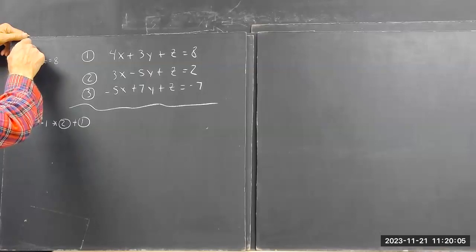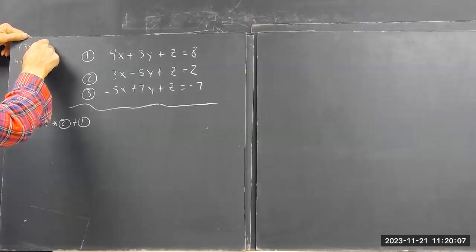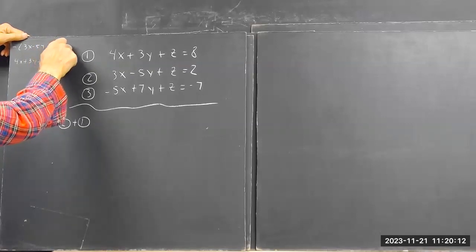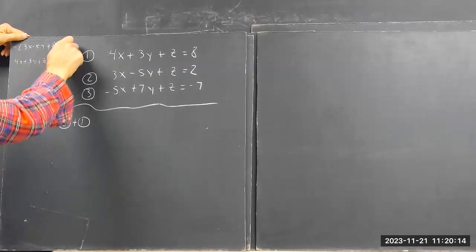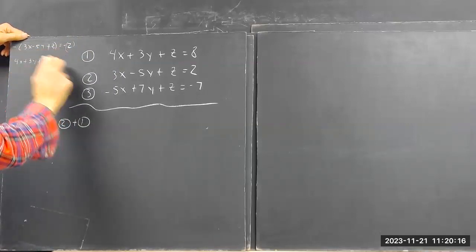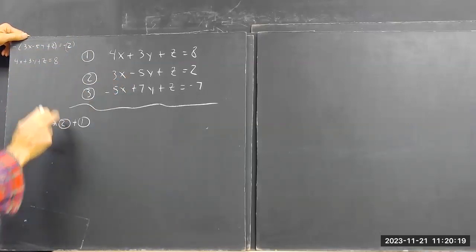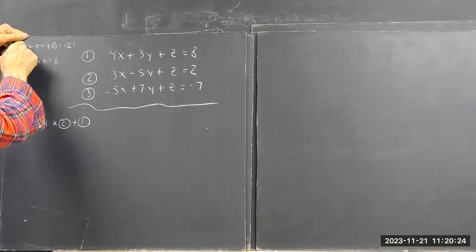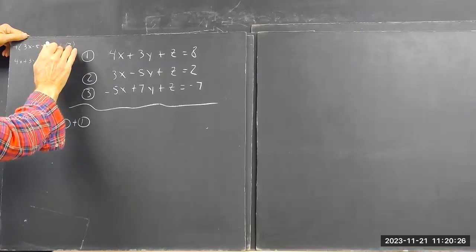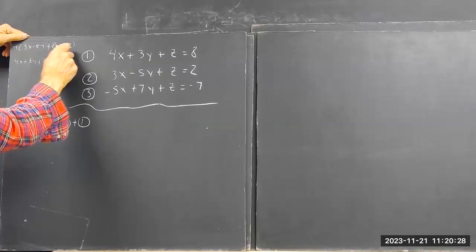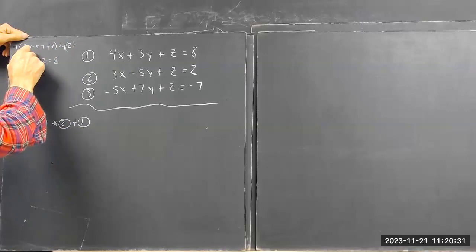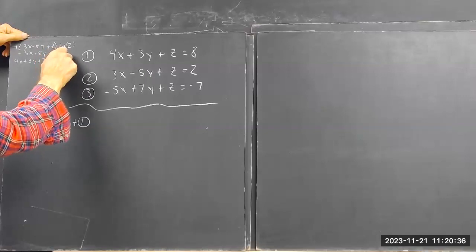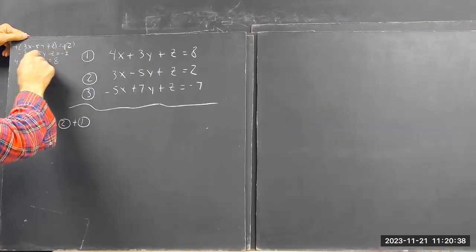Minus 3x minus 5y plus z equals minus 2. There's a negative on both sides of equation 2. So here I'm multiplying equation 2 by -1. I could put -1 here and -1 here. I don't really have room. Okay, -1 times both sides. I get -3x plus 5y minus z equals -2.